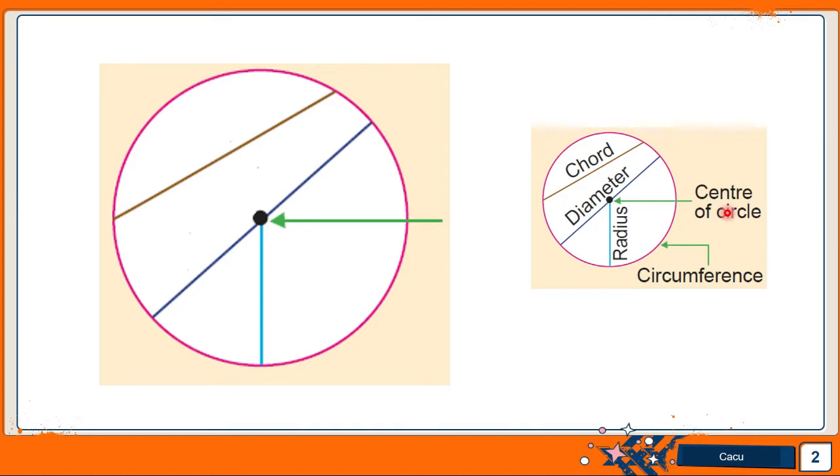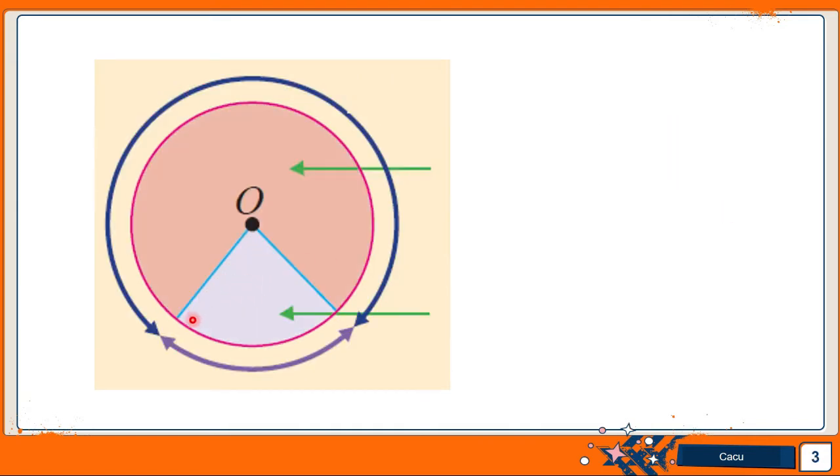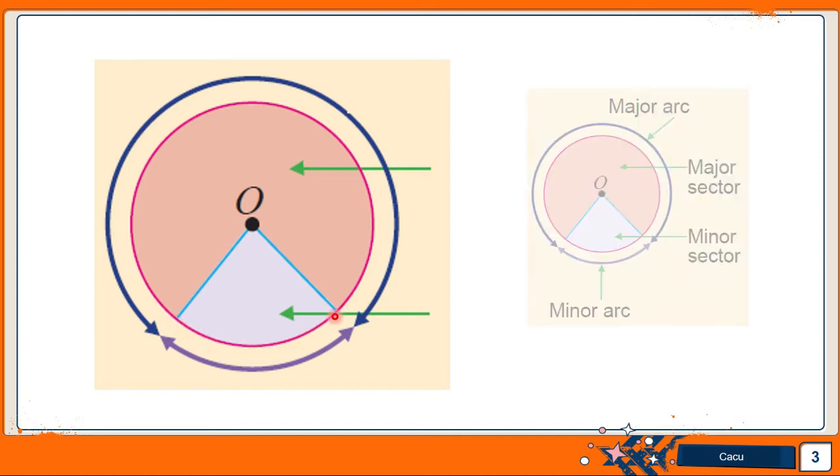Next, this part here is the minor sector. This part here is the major sector, and then the line here is the major arc, and the smaller one here is the minor arc. So: major arc, major sector, minor sector.